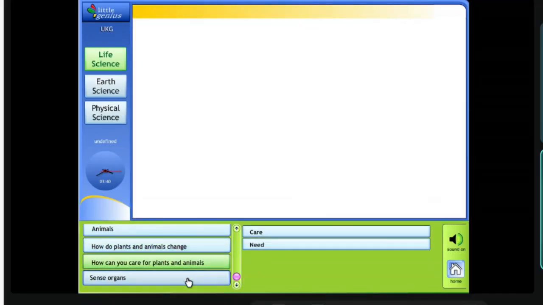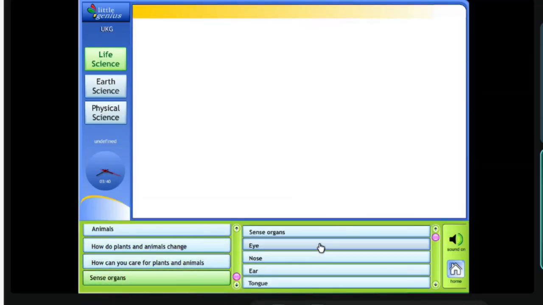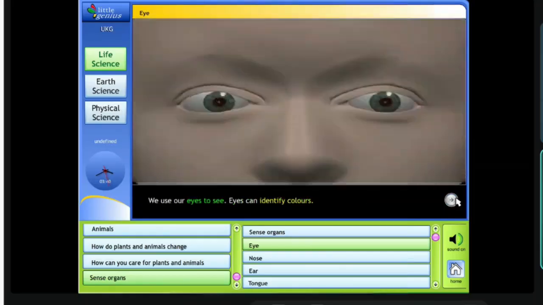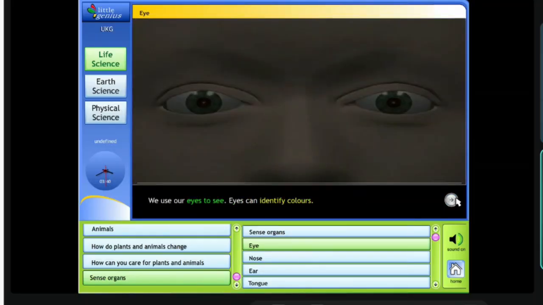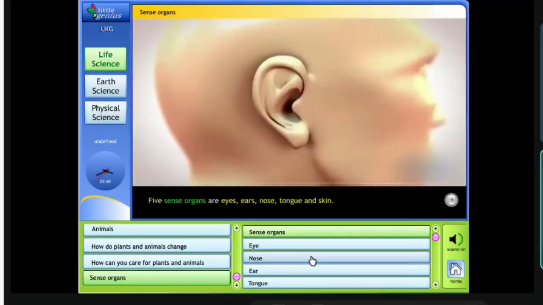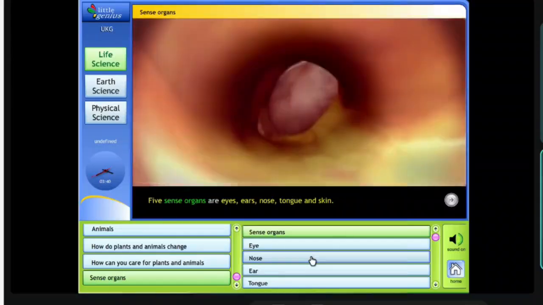It is there. Then sense organs. What are the sense organs? Your eyes, nose. If you take eye, to become aware about an object by means of eyes is called see. We use our eyes to see. Eyes can identify colors. Sense organs. 5 sense organs are eyes, ears, nose, tongue, and skin.